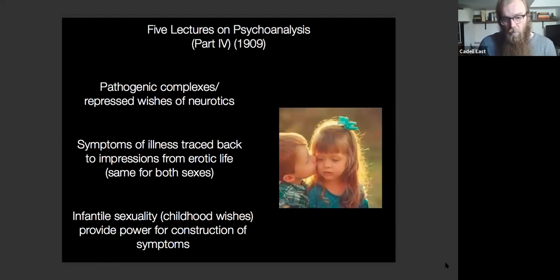So the pathogenic complexes and repressed wishes of the neurotics can be traced back to early impressions of erotic life, and there is no sexual difference here as it relates to men and women. Boys and girls, men and women, are both the same when it comes to the way in which their psyche are strongly impacted by, quote unquote, impressions from erotic life. And infantile sexuality provides the enormous power for the construction of symptoms.